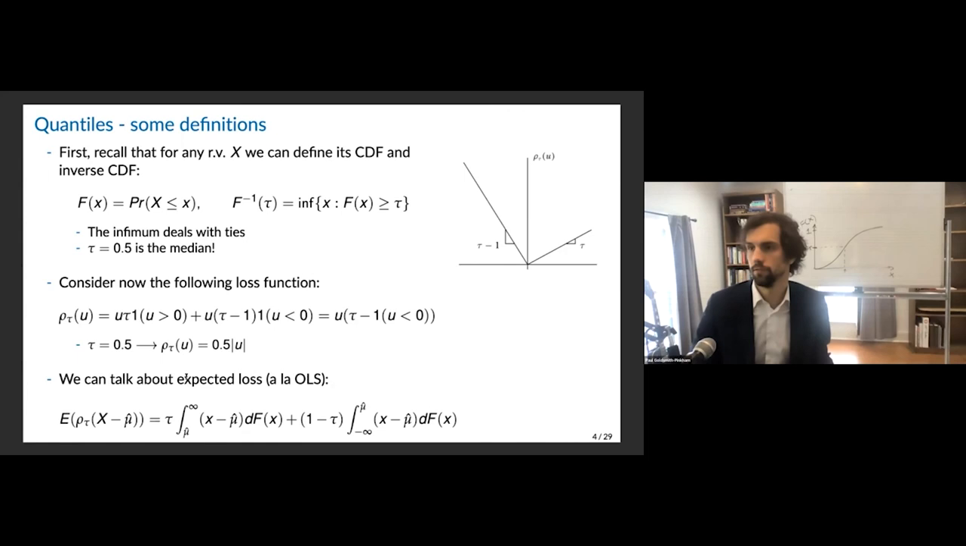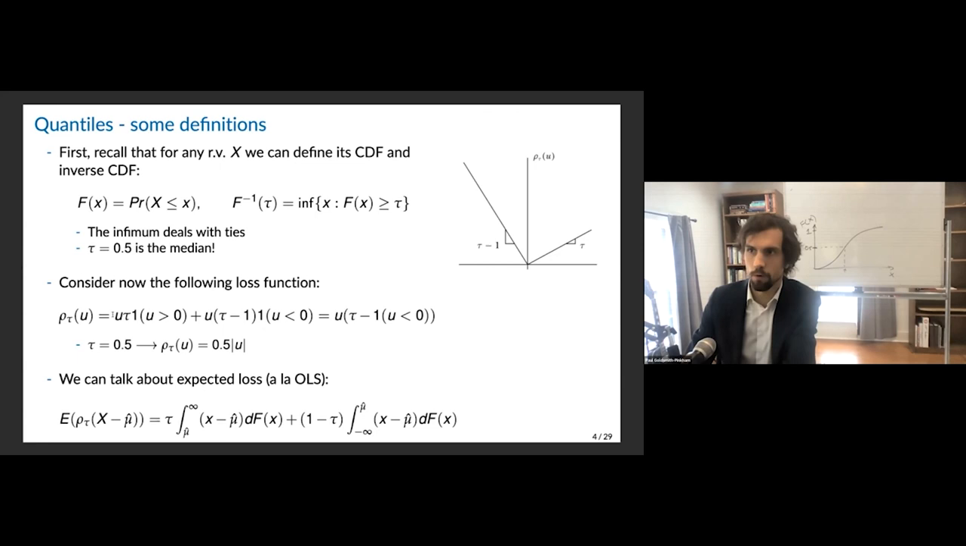Expected loss. We already did this when we were thinking about expected quadratic loss. If you do this with this function here, we can ask what the expected loss is for some mu hat. Say here we use this rho tau function as our loss function. It's going to be this thing on the right. We want to talk about the expected loss over a random variable given some estimator mu hat. So we'll take the expectation over this piece. Let's walk through the math very carefully because I think this is helpful to see.